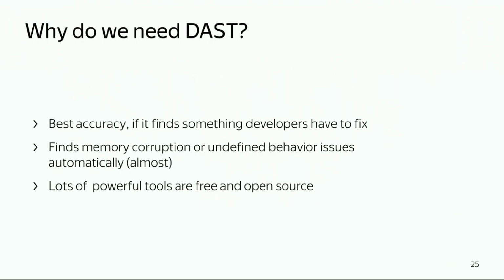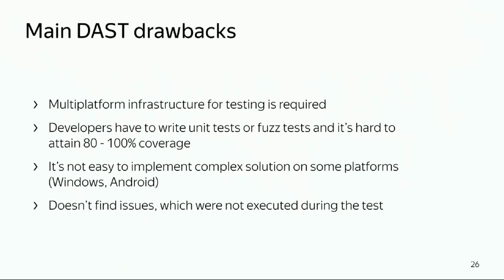Dynamic analysis is very cool, actually, if you want to find, for example, memory corruption issues. It's more useful than static analysis. It finds the memory corruption, and it doesn't have a lot of false positives, but you have to create the multi-platform testing infrastructure, and your developers have to write fast tests, or you could just turn your unit tests into sanity tests, as we did.